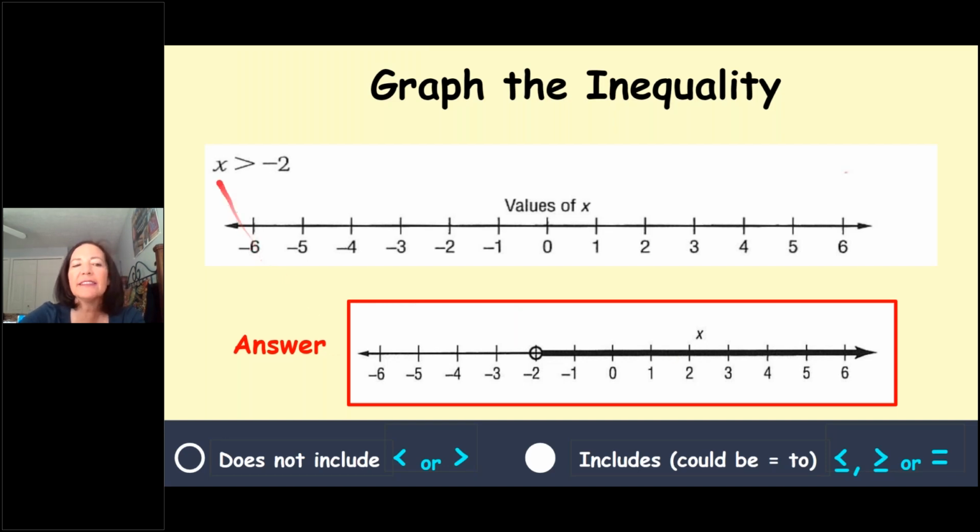When I learned this lesson, or not this lesson, but an earlier lesson as a young child, we always made the symbol into Pac-Man. And so we always said, you know, Pac-Man, he's wanting to eat the x. He wants the numbers that are bigger than -2 because he always wants the biggest stuff.